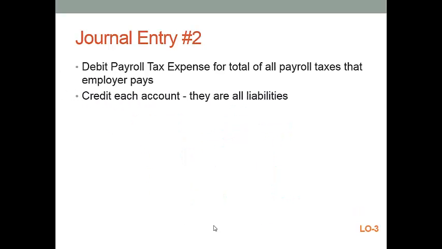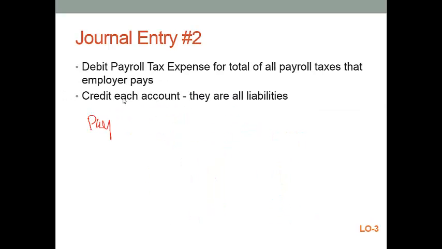So again, this is my employer's journal entry to record the payroll taxes that the employer owes. Okay, so here what we're always going to do is debit payroll tax expense. And basically I'm going to put a question mark here because I don't know how much my total payroll tax expense is going to be. It's going to be basically the sum of all of my credits. Okay, so then I'm going to credit each payroll tax that I have.